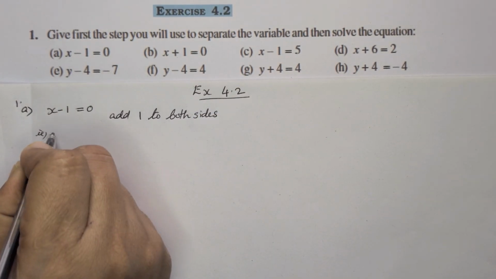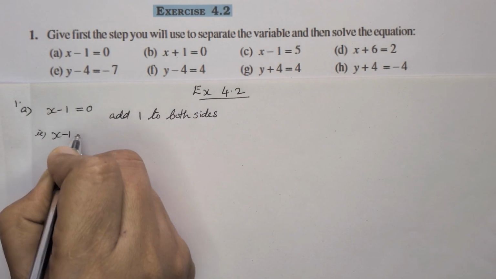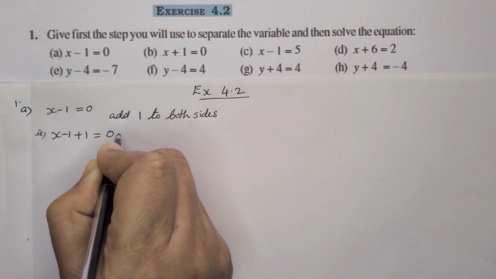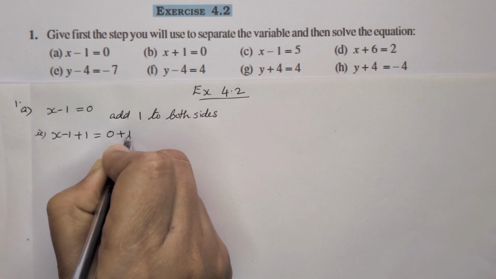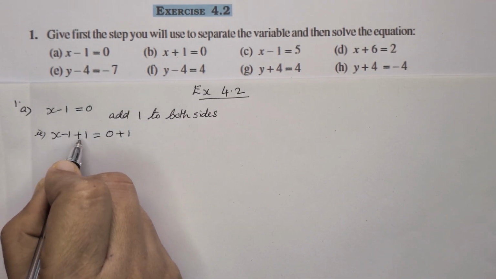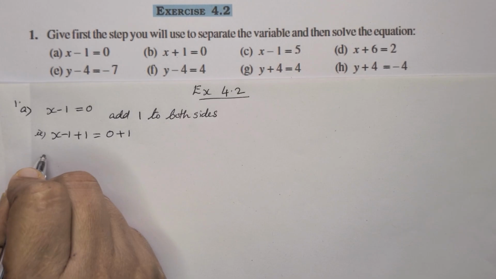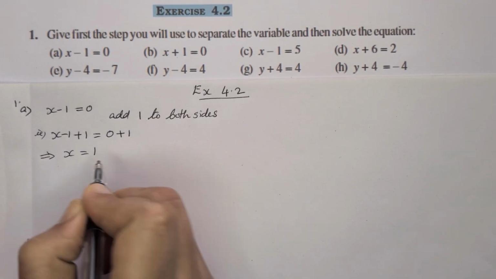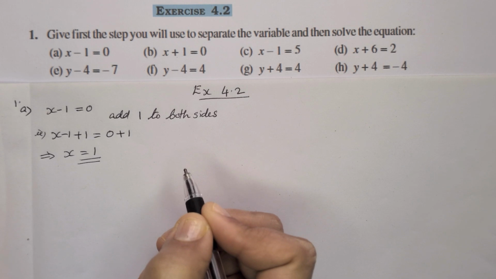Now x minus 1 is here. We are adding 1 to that side. Same way, on the right side, 0 plus 1. So minus 1 and 1 will become 0. That is, x is equal to 1. 0 plus 1 is 1. That is the solution.